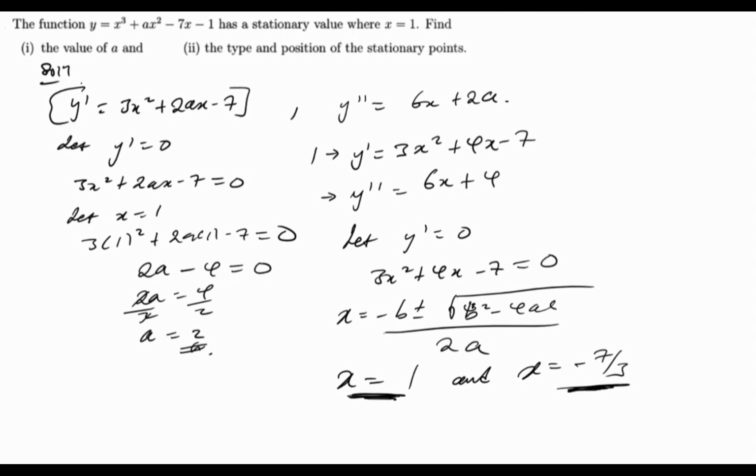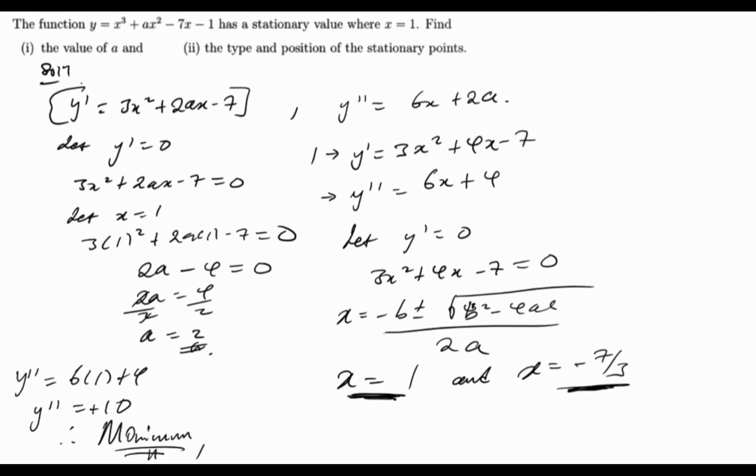Now, since we've been given that the stationary point is at x is equal to 1, we have to test at that particular point the second derivative. Then the second derivative, I will say 6 times 1 plus 4, y double prime is equal to 10. Being positive simply means it is a minimum. So say minimum.